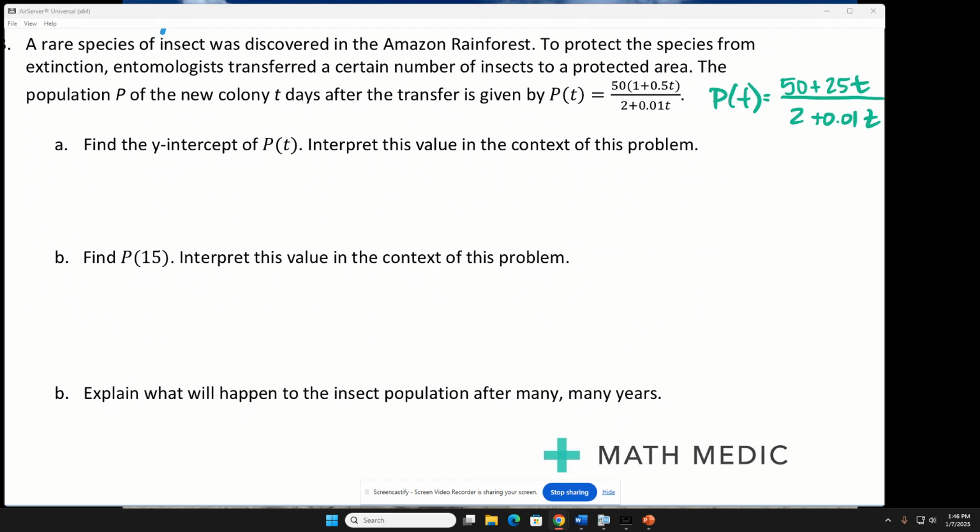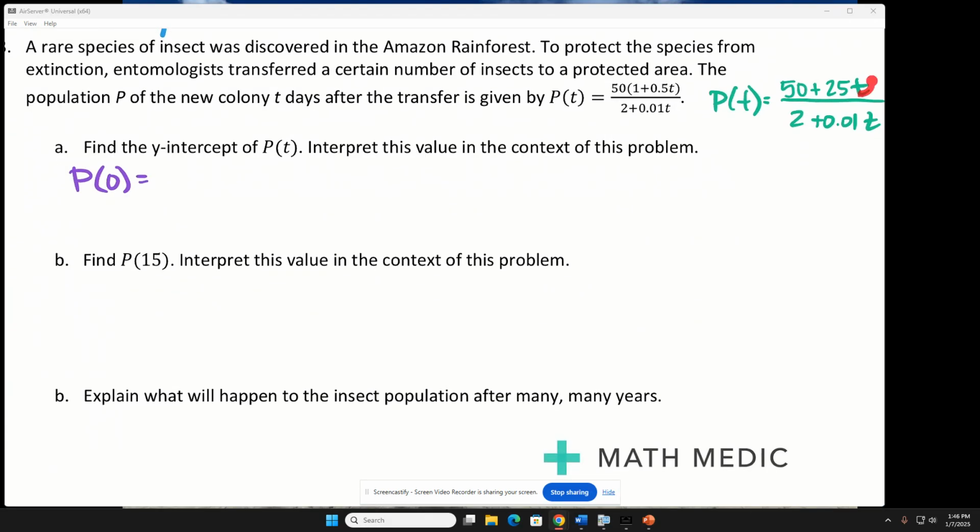Great. And then A wants us to find the y-intercept. So how do you find the y-intercept of every function in the whole world? You plug in 0. All right. So when I put in 0, anything that has a t is going to become 0. So we're just left with 50 over 2 or 25.